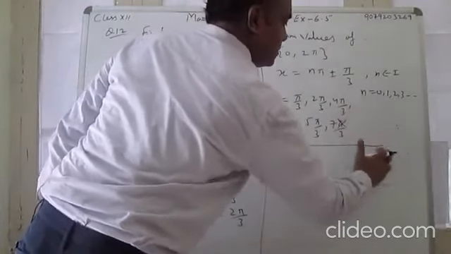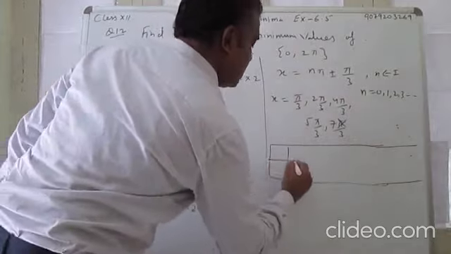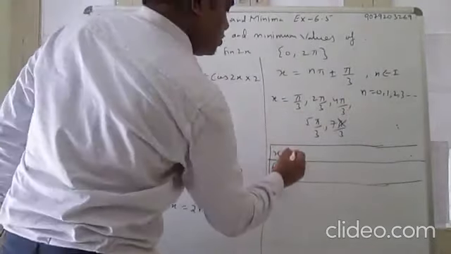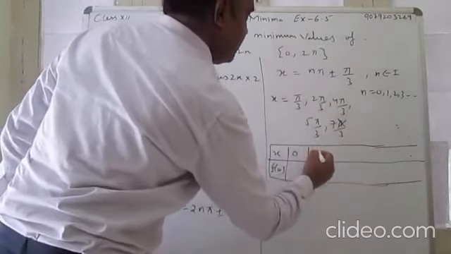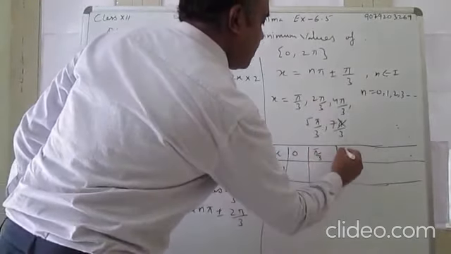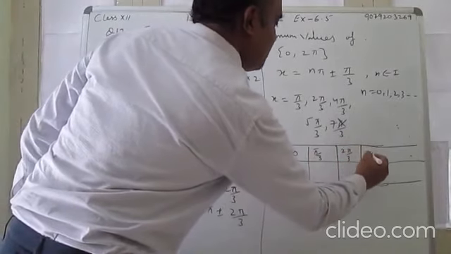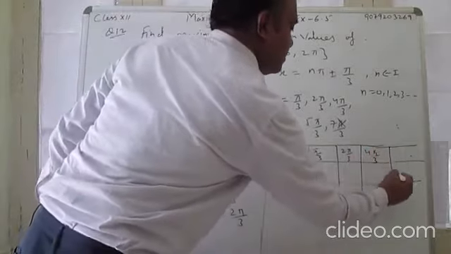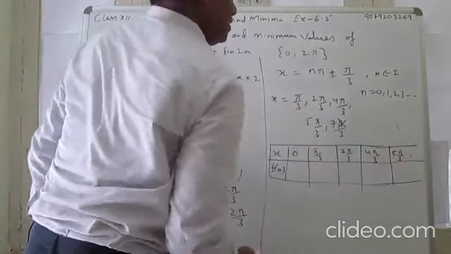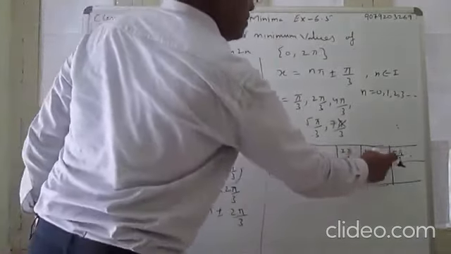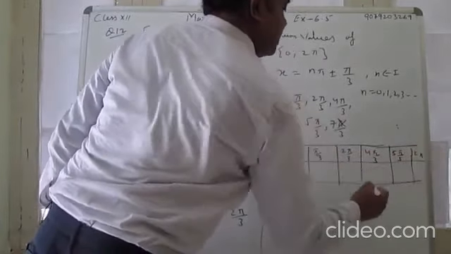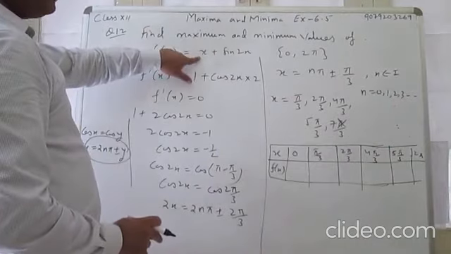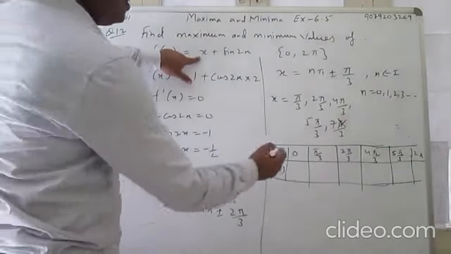The points are, make a table: x, f(x). First point is 0, then π/3, 2π/3, 4π/3, 5π/3, and 2π. Now, at x = 0, the value is 0.